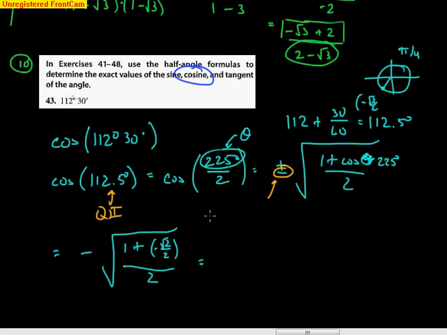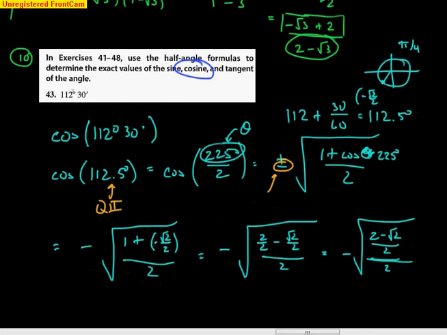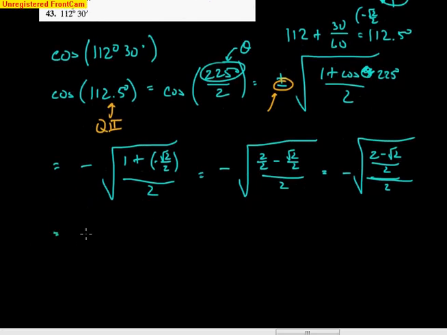Alright, so now I will simplify this. I have a negative on the outside, square root. I'm going to turn this 1 into 2 over 2, so it will combine. Plus a negative is a minus, radical 2 over 2, and that's still all over 2. So now the top is 2 minus the square root of 2 over 2, all over 2. Now I'm going to scroll this down, and we're going to write it side to side. 2 minus square root of 2, all over 2.